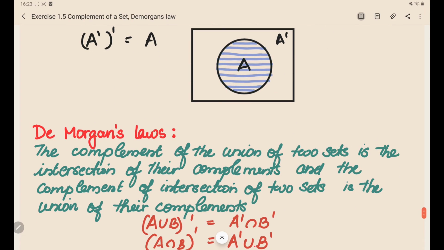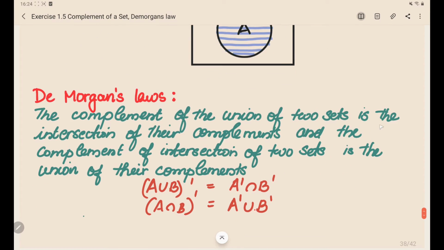We have to now learn what De Morgan's law is. This is very important and will also be useful for your further chapters. For example, in probability you will again be using these laws for your further problems. So it's good to know what De Morgan's law is and what the properties based on the complement of a set are. So De Morgan's law states that the complement of the union of two sets.